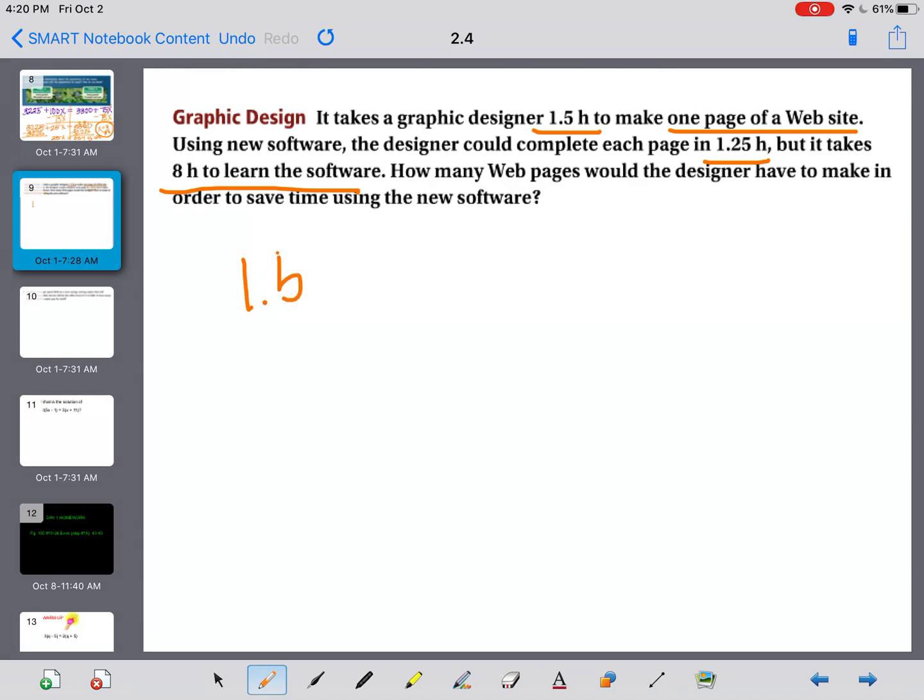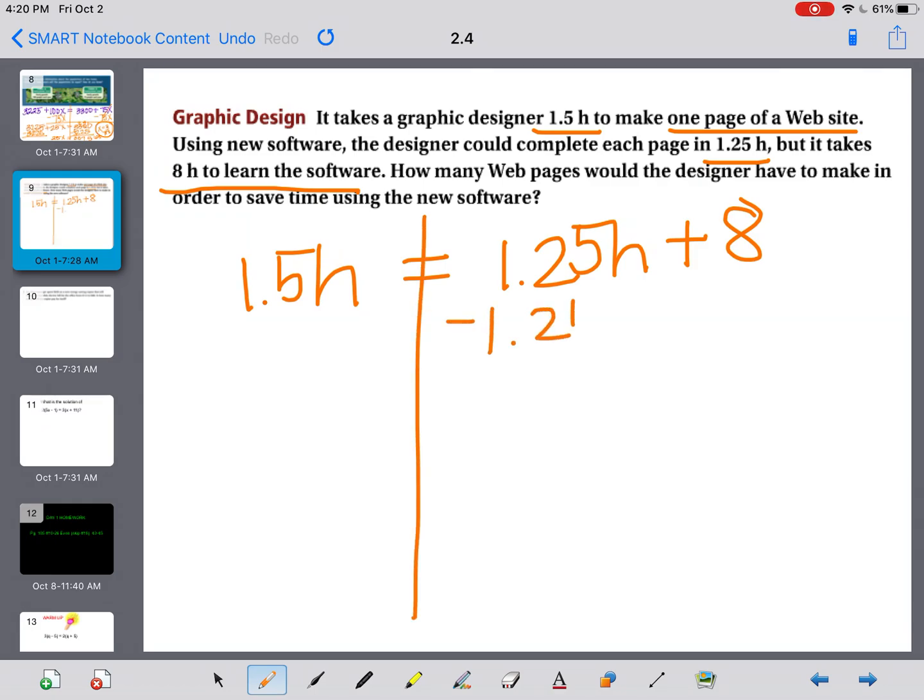All right, so our first situation is that they're taking 1.5 hours to make a page. With the new software, it would only be 1.25 hours, but they would also have to spend 8 hours learning the new software, and we want to know when these are going to be equal.